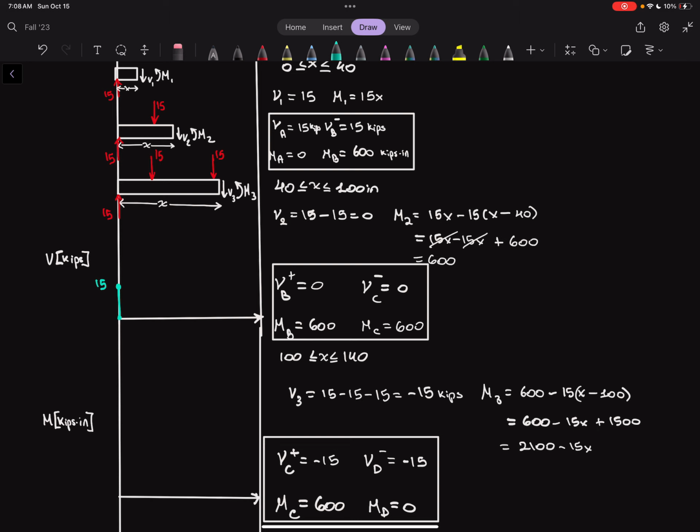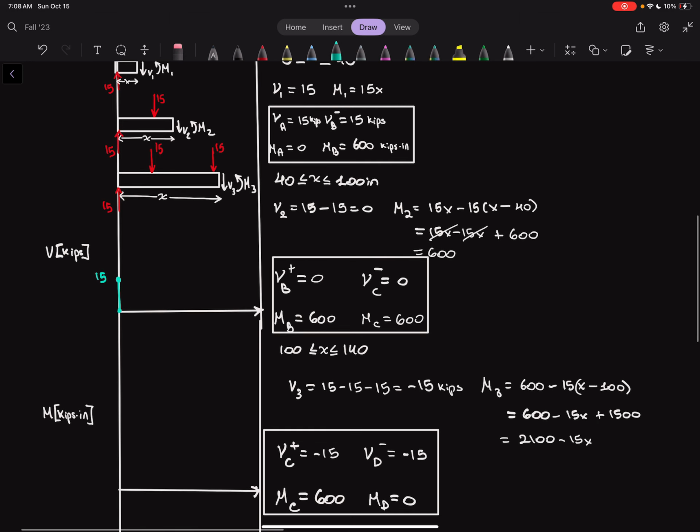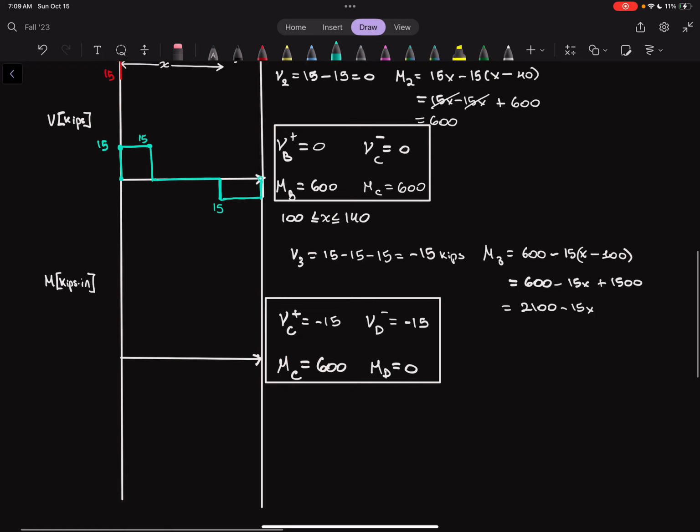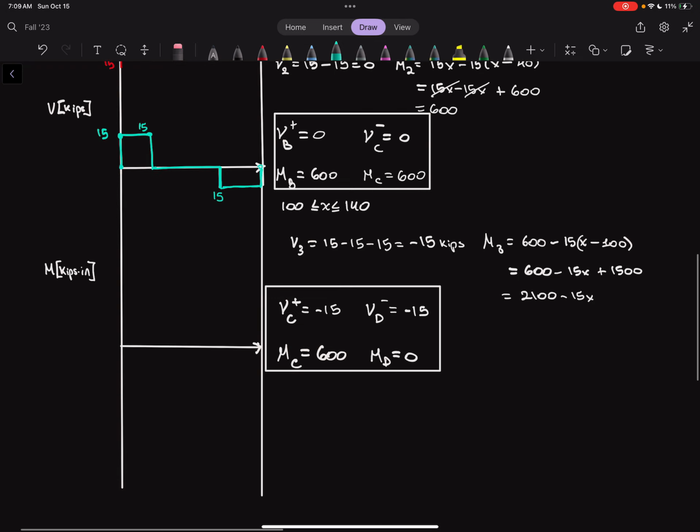Then what happens? Then we're constant at 15, and we get to B. We're still at 15. But then we go to 0. And we stay at 0. That's what it means to be in pure bending. And then we go down 15. Stay here. And then we go back to 0. So this is also 15. Okay? So that's our shear.